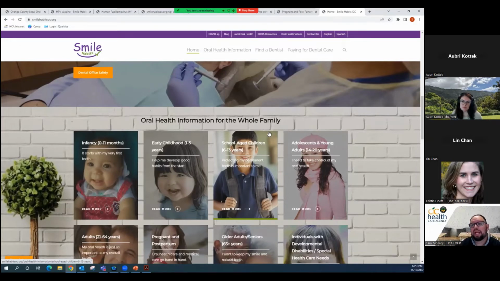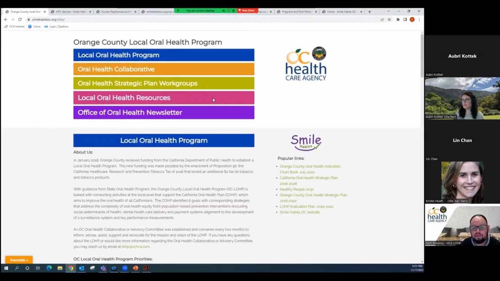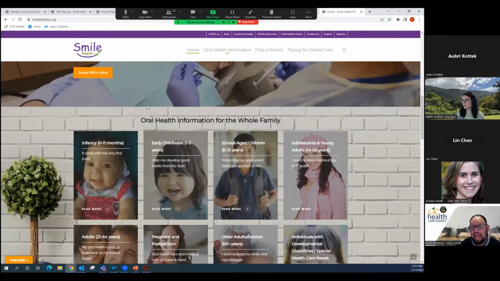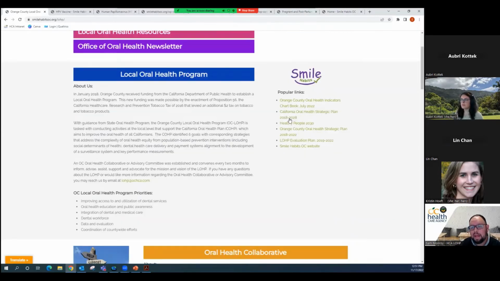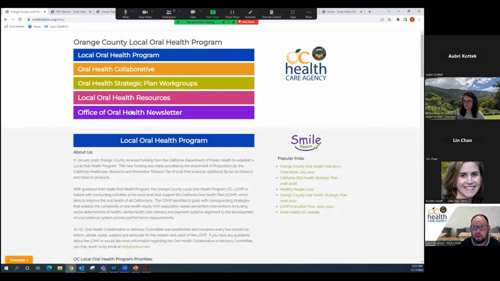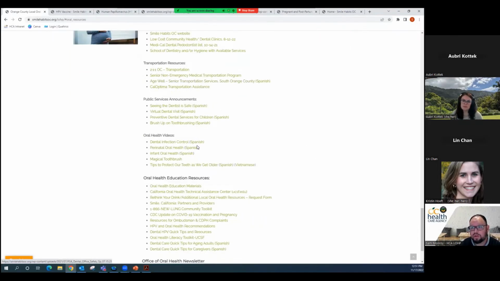But we also needed a way to provide resources to our partners, our members of our collaborative. And so what we found that we could do is develop these pages with direct links that would not show up if you are clicking throughout this part of the website. And the good thing about that is that we were able to then put items meant for providers, meant for our service organizations. So we created a way that if you're looking for our local oral health resources, you click on that, it automatically takes you to the list of all those items, right?